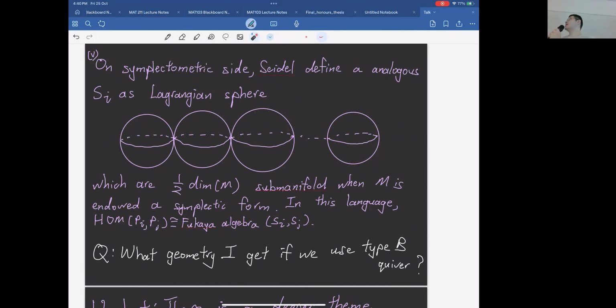So I try to link it to the Milnor fiber of type B singularity, perhaps. Also, the other way to look at it is to introduce a Z2 action on the type A singularity, and they should have a relation between these two. Because in our paper, we actually relate the type A and type B story together. So we can go on.